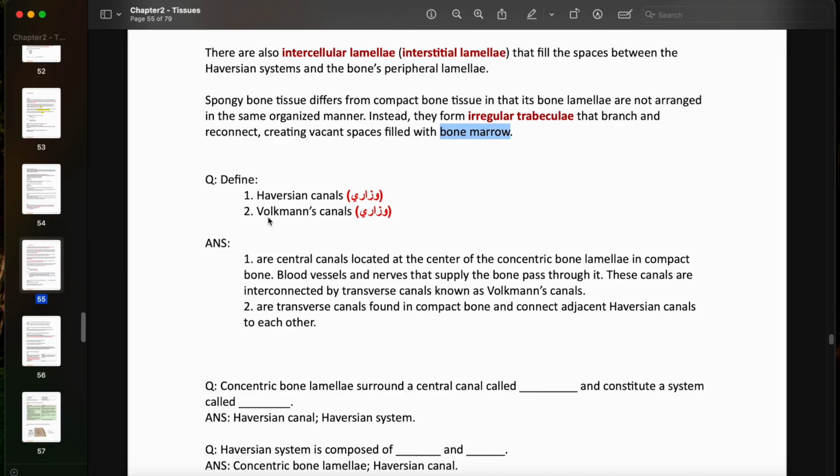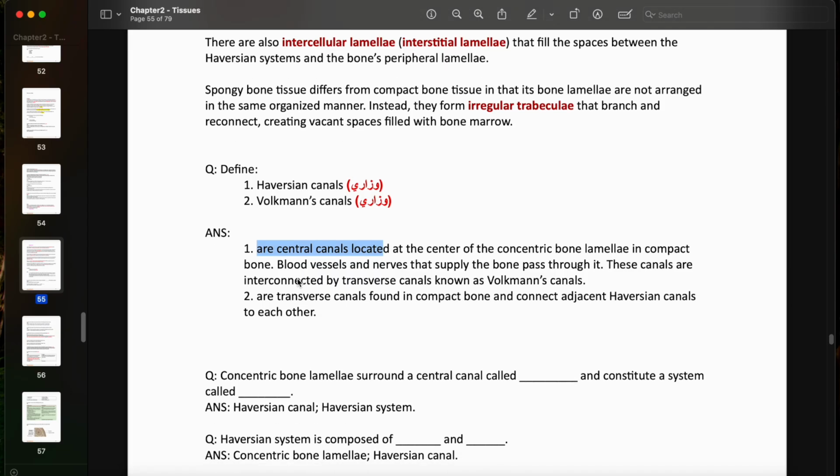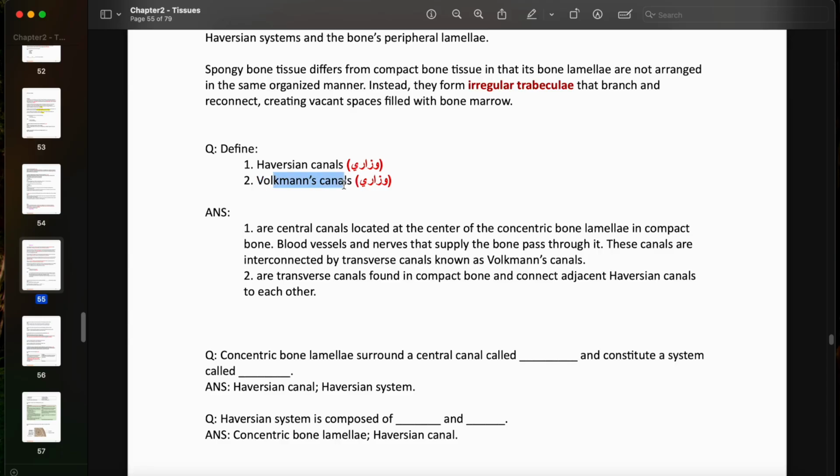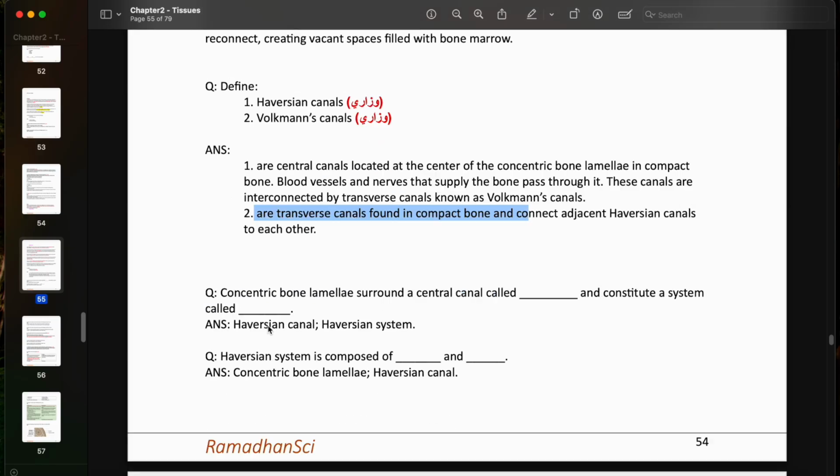You can have definition questions, either the Haversian canal or Volkmann's canal. The Haversian canals, we're going to say, are central canals located at the center of the concentric bone lamellae in compact bone. Blood vessels and nerves that supply the bone pass through them, and these canals are interconnected by transverse canals known as Volkmann's canals. Volkmann's canals' definition: they are transverse canals found in the compact bone and connect adjacent Haversian canals to each other.